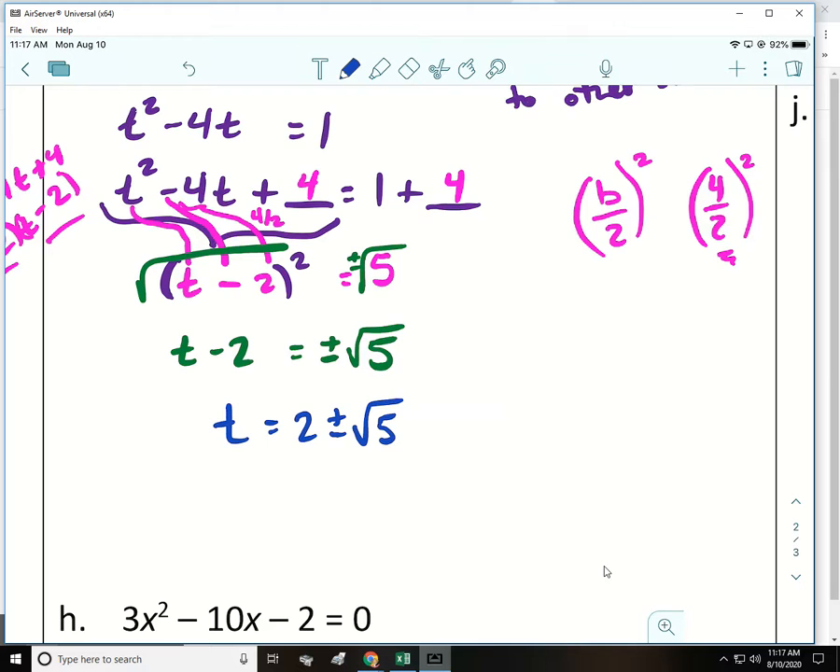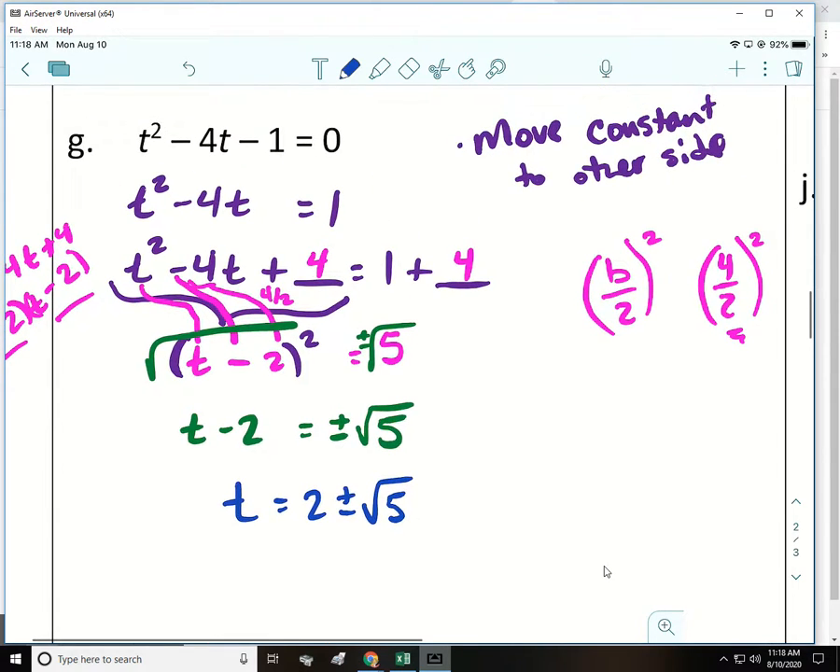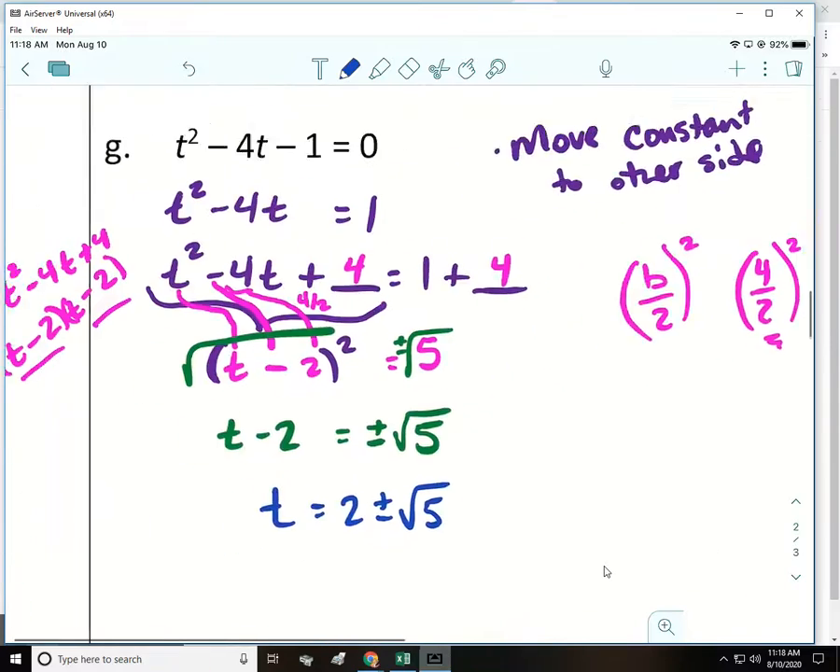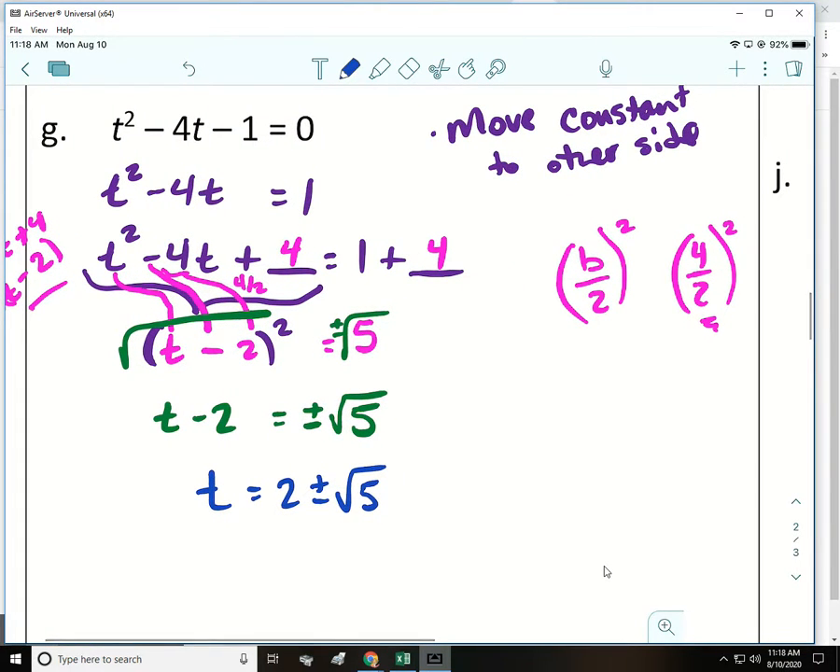Now, in my opinion, this is the fastest way to solve this equation. I like completing the square more than I like the quadratic formula. The quadratic formula is my least favorite way to do it, but for some people it's their favorite way, so it just depends on how much simplifying you like to do.